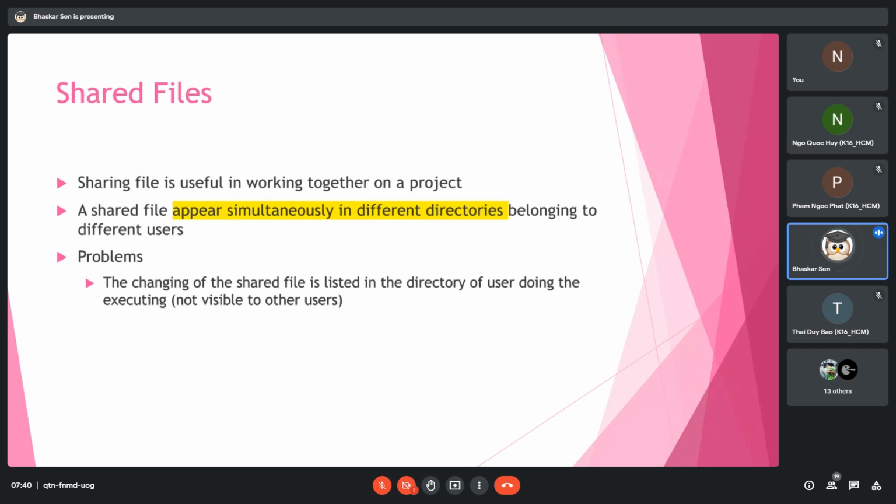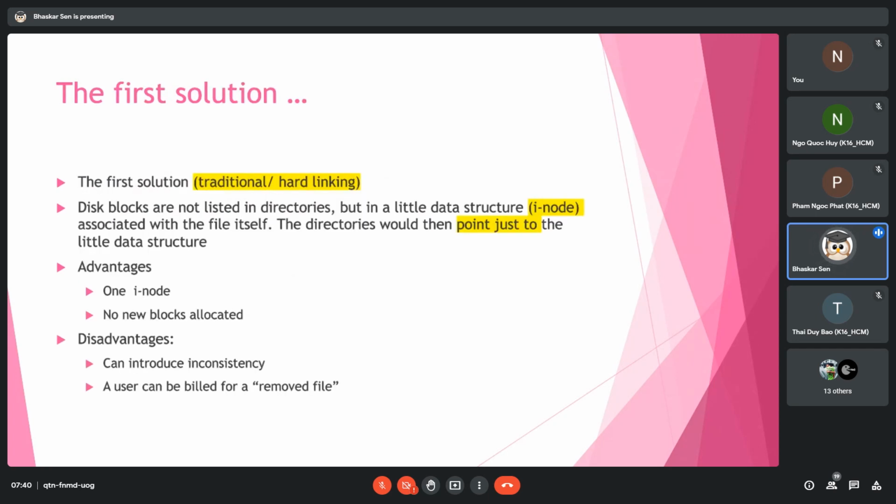And what role does the OS play in that? And this is a very important part as well, because there are two techniques. The first one is called traditional linking. I've highlighted these words. Please, please, please remember these words. Hard linking or traditional linking. Basically, that means you share the inode.